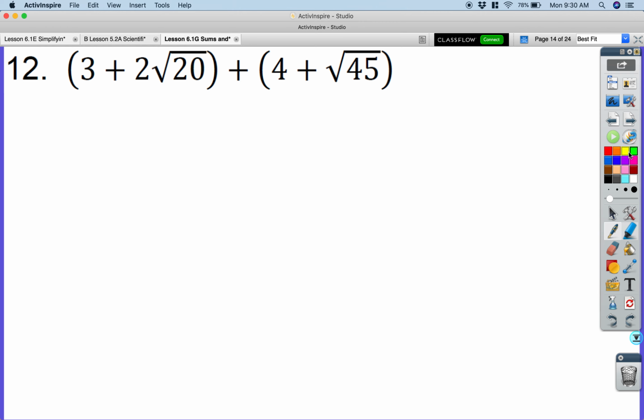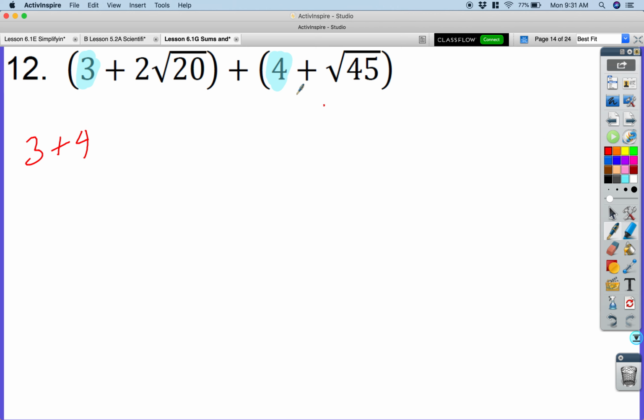All right, next one. So this one gets a little bit trickier. Remember, we can add whole numbers with whole numbers, or I should say integers with integers, and we can only add and subtract numbers with square roots when they have exactly the same square root. So let's go ahead and look at this. First off, I have 3 plus the square root of 2 times the square root of 20 plus 4 plus the square root of 45. I want you to realize this is all plus stuff. So I can use the commutative property to just write 3 plus 4.